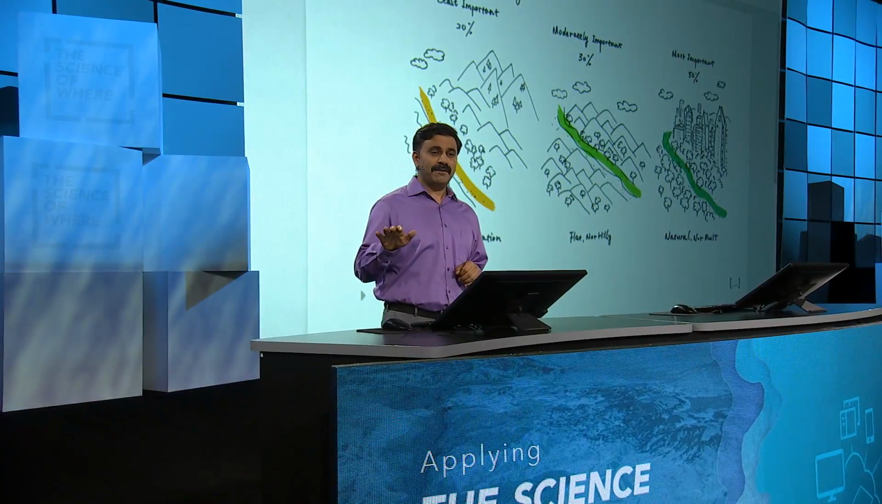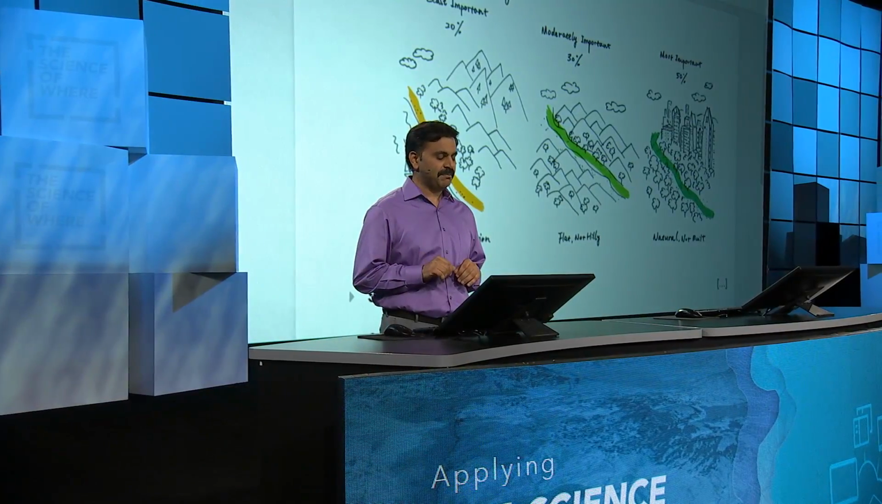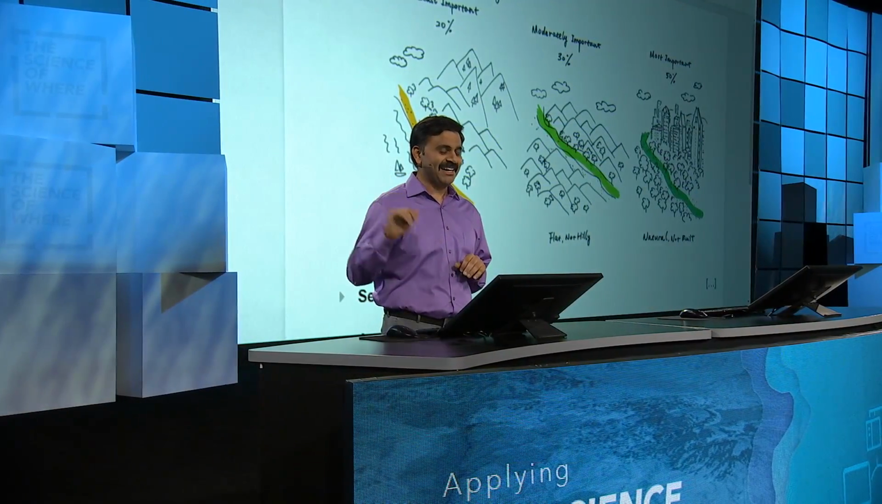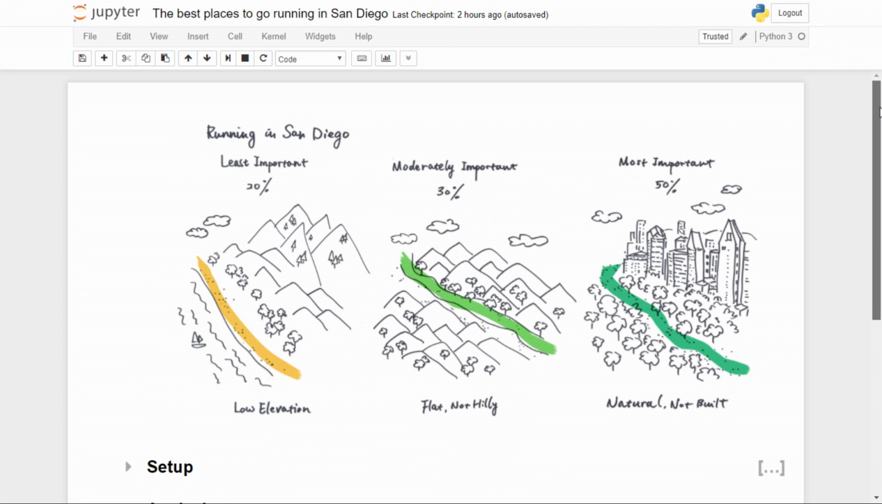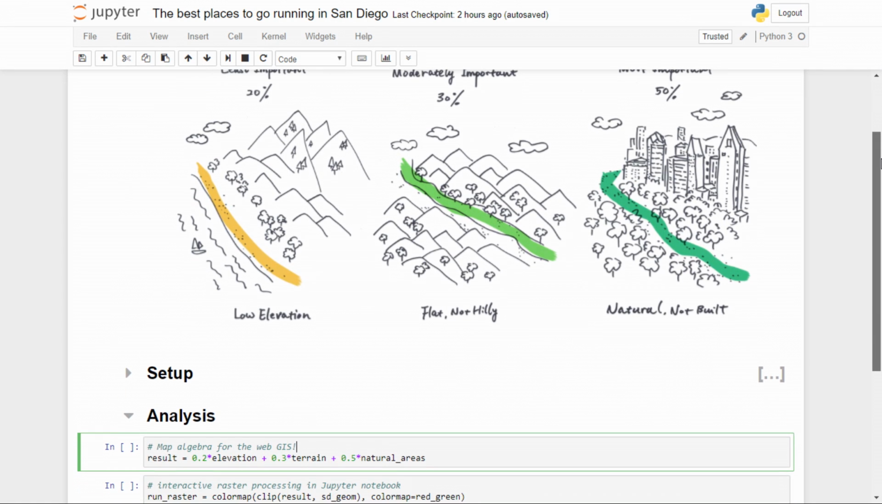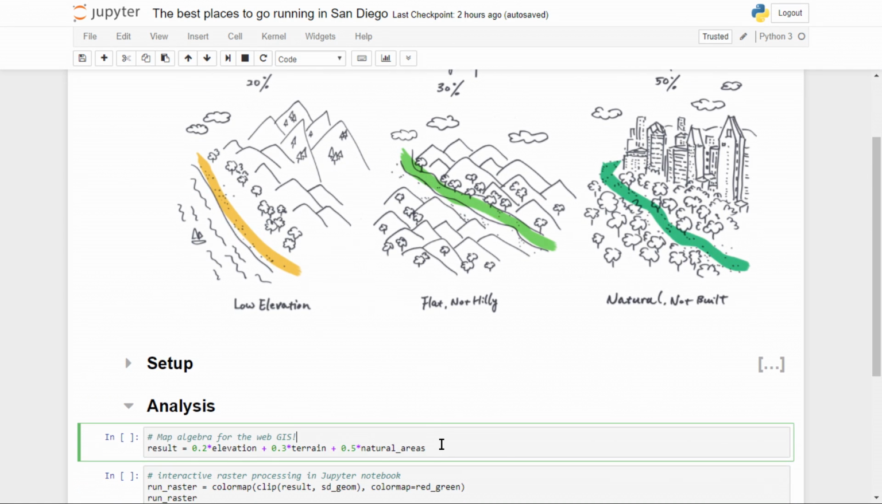Let's take a look at a second notebook that has my analysis on finding the best places to go running in San Diego. In the mornings, I like to go out for a run, and for me, it's great if it's a place with low elevation, it's flat terrain, I can't run hills, and it's out in nature. That's the most important for me. Let's look at my Python code to solve this problem.